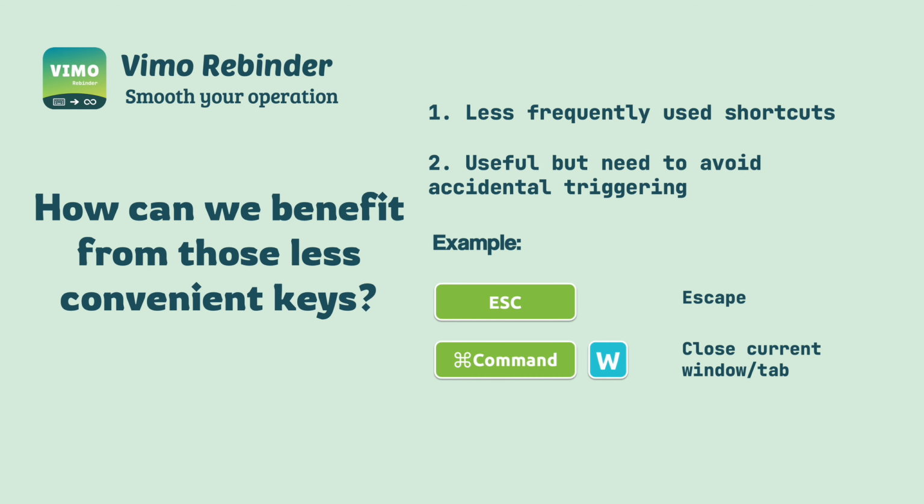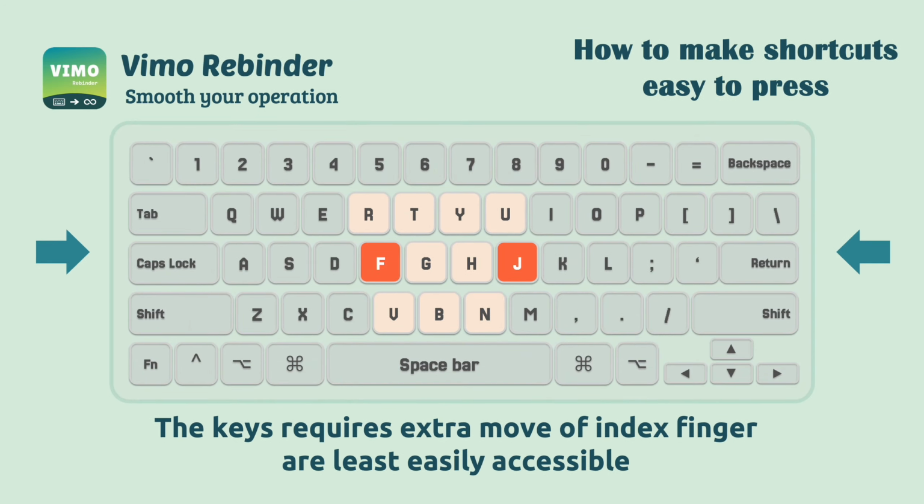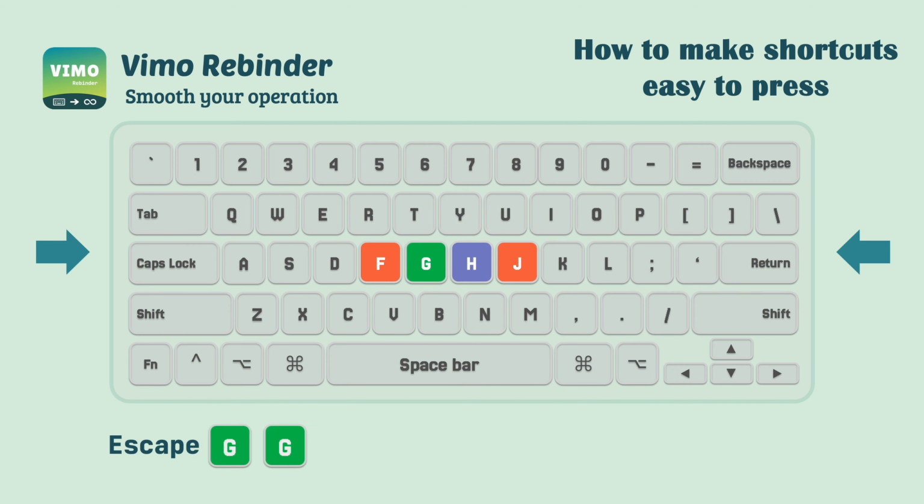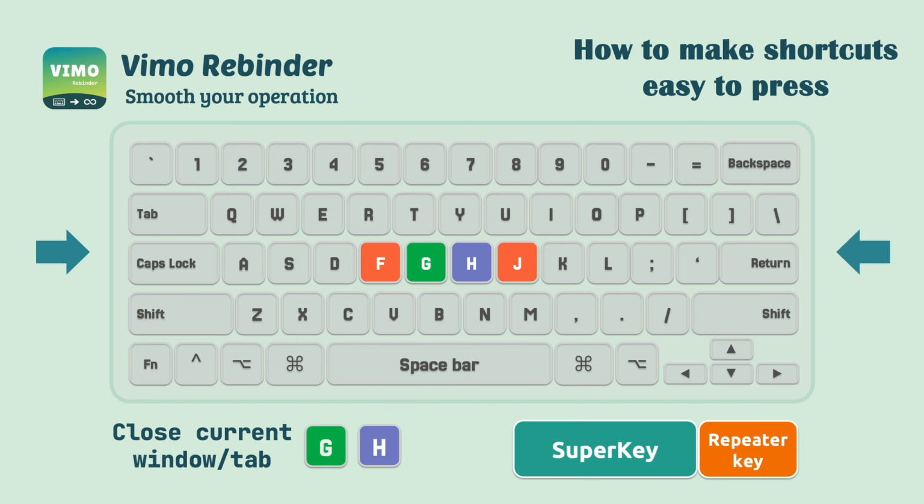Secondly, for shortcuts that are useful but need to be avoided from accidental triggering, such as escape, close window or tab, or close app. Let's return to the keyboard layout we just discussed. For example, escape can be set to press G key twice. Since accidentally closing the current window or tab is much worse than accidentally triggering escape, we can separate the rebind key into two letters. This is solely for preventing accidental triggering. If we want to close multiple windows, we can utilize the repeater key to achieve it.